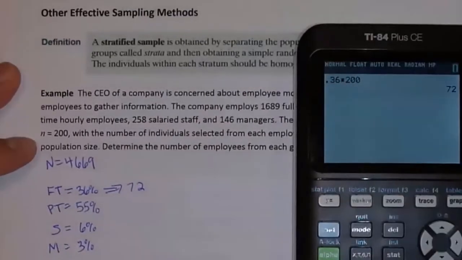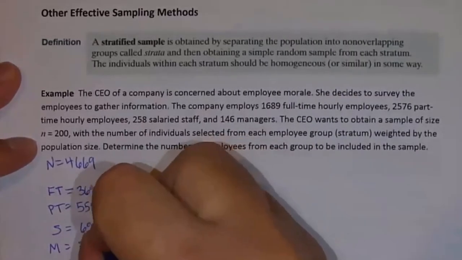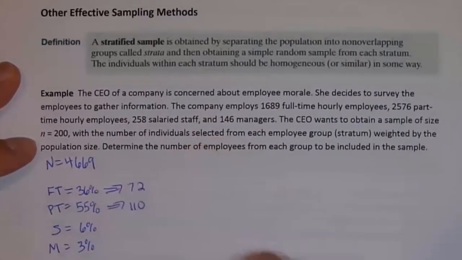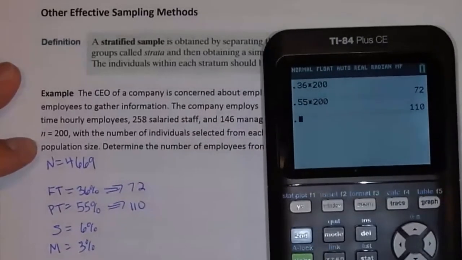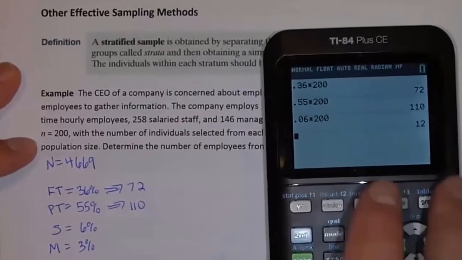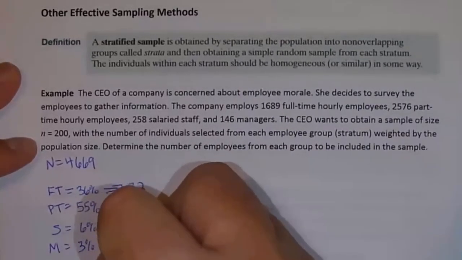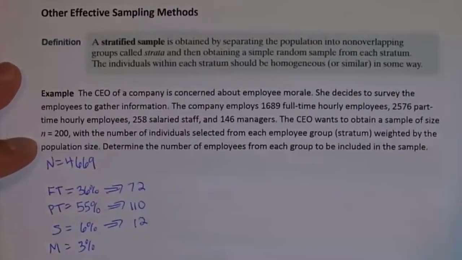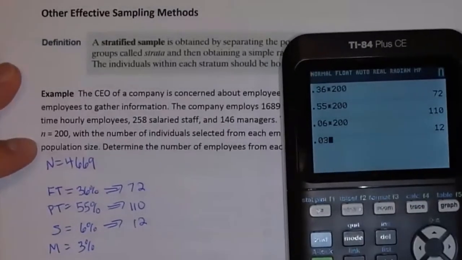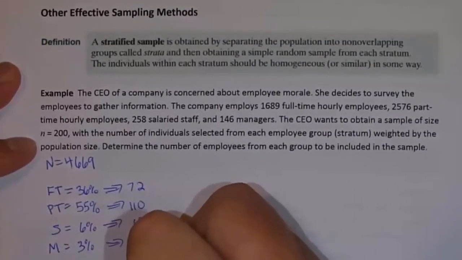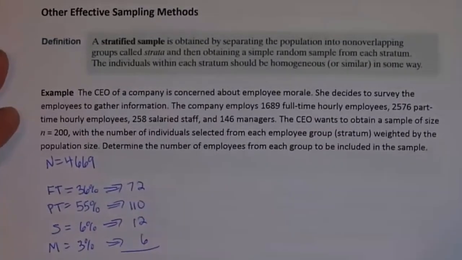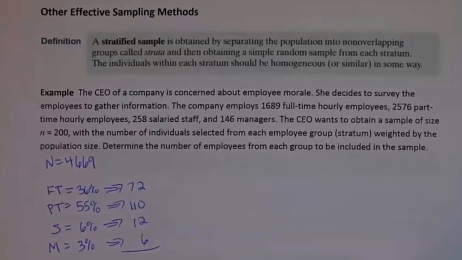And if I take 0.55 times 200, that's 110. So I would need 110 part-time hourly employees in my sample. And if I take 0.06 times 200, that is 12. So I would need 12 salaried employees in my sample. And if I take 0.03 times 200, that would be 6. So I would need 6 managers in my sample.